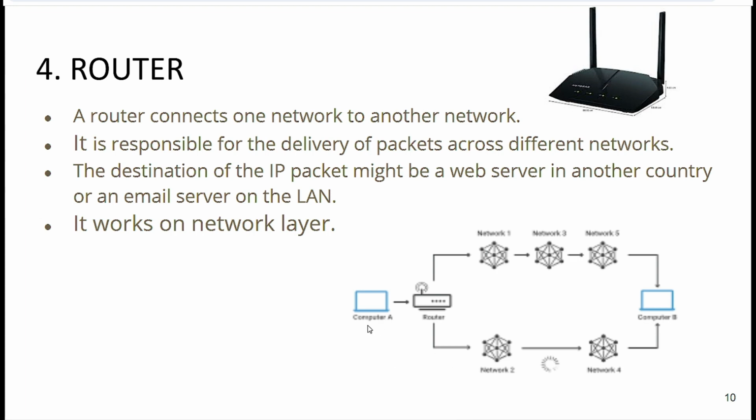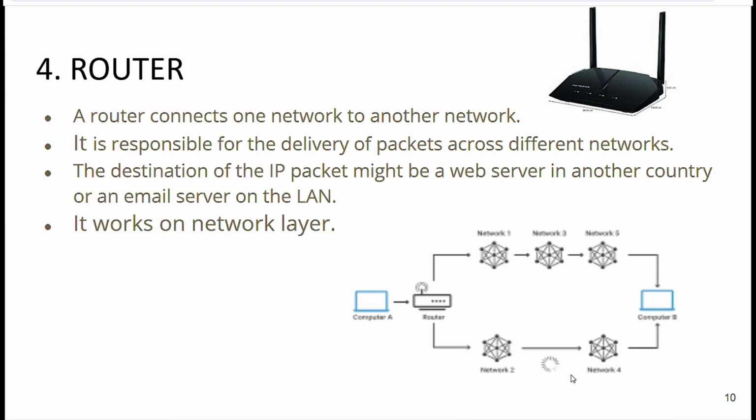If computer A wants to send a data package to computer B, it sends the data package to the router. The router can select either network path 1, 3, 5 or path 2, 4, and accordingly it reaches computer B. But how will it select the path? Depending upon the fastest or shortest path, the router will select the path.